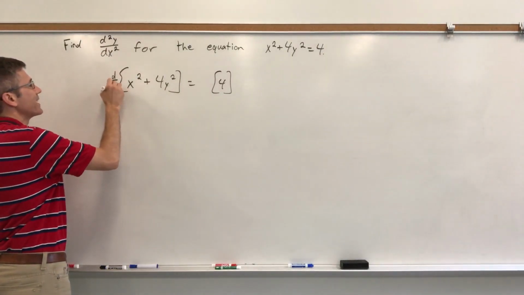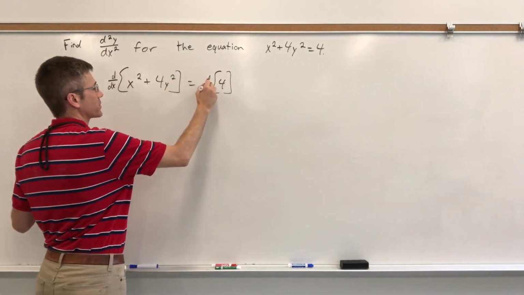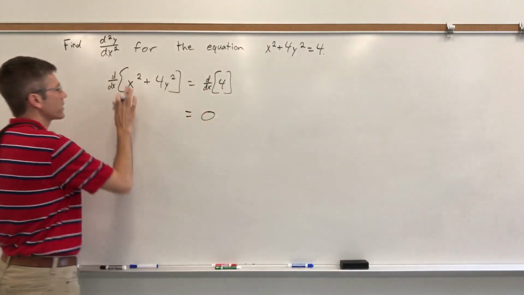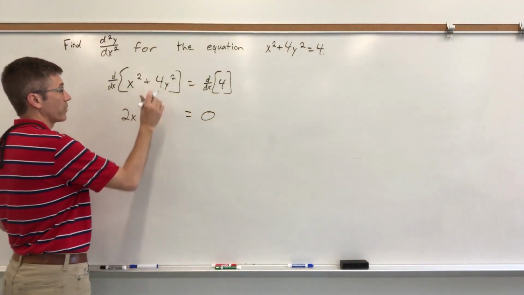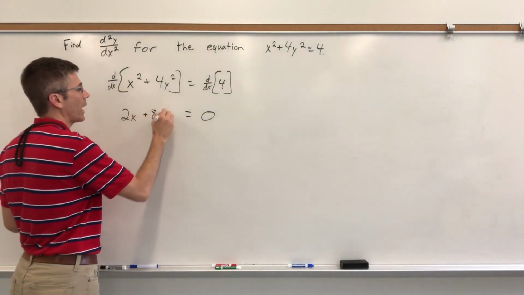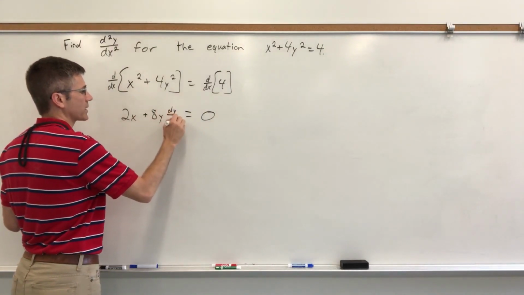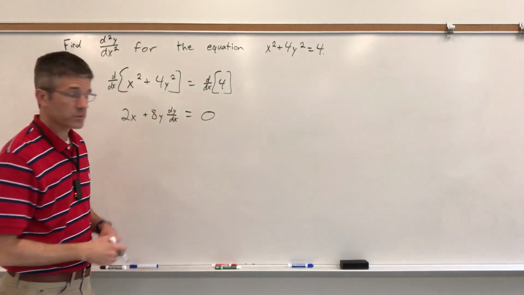So d over dx, d over dx. We're taking the derivative, 0 over here. Derivative of x squared is 2x. The derivative of 4y squared is 8y dy over dx. Okay. Let's solve for dy dx. We're finding the derivative.